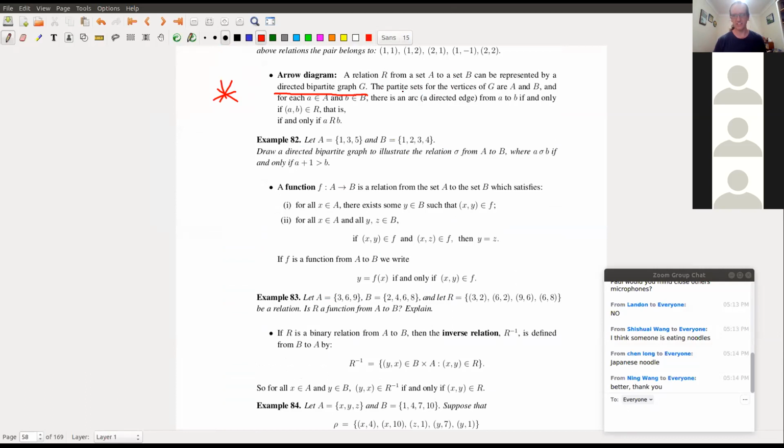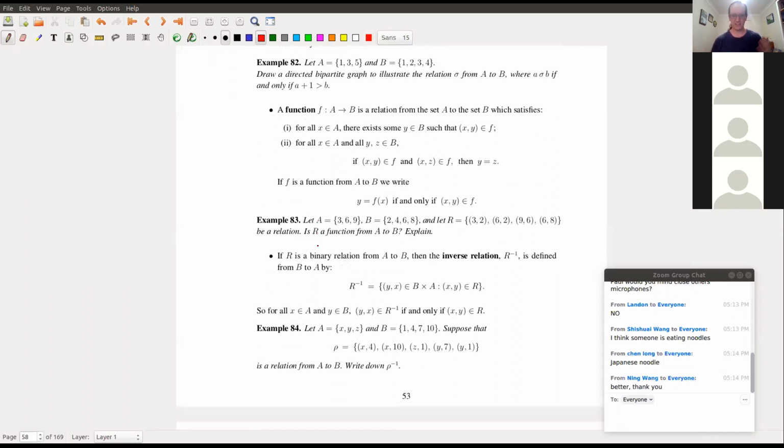I think I just drew what they said there in words. Partite sets for the vertices of G are A and B. So that's the big blobs. You've got a bunch of vertices A, B, and there's an arc, a directed edge, from A to B. In general, graphs are a really useful mathematical object. If you're doing programming, you'll come across graphs all the time. You can have undirected graphs. A general graph isn't bipartite; you can't split the nodes like that. So it's a particular type of graph, where you can split it into 2 clumps and all the arrows go from one side to the other. It's actually really useful when that happens.